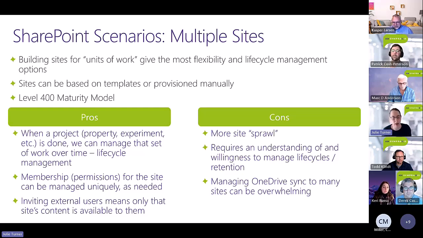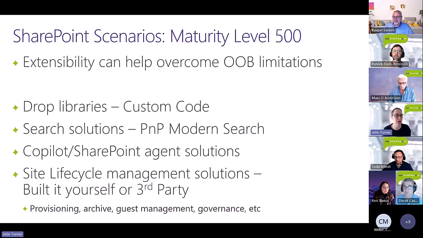Because we're running out of time, let me poke forward here. I came up with a few 500 level extensibility ideas that maybe can just help think things through, things that I've done or things that I've been thinking about. The extensibility answer can help overcome some of the out-of-box limitations we've been talking about up till now. With the multiple site scenario, this is one that I come across often, where we'll have project-based sites and every project has a particular library.